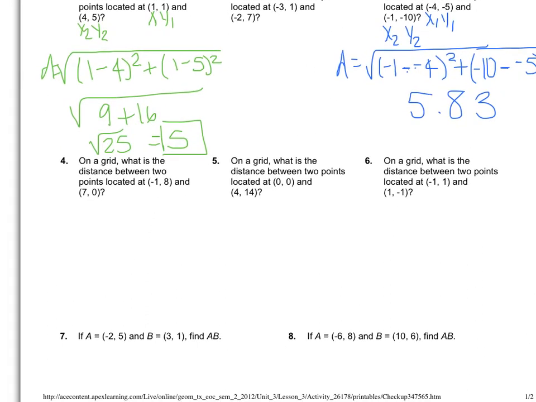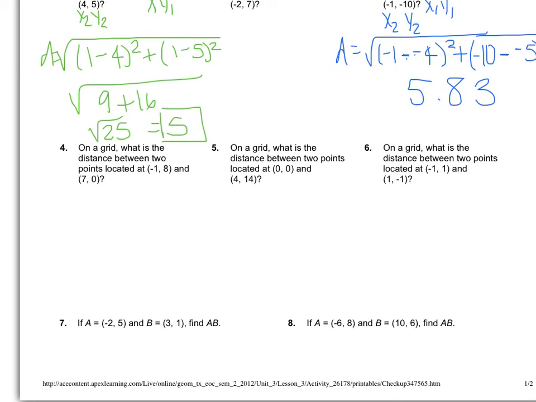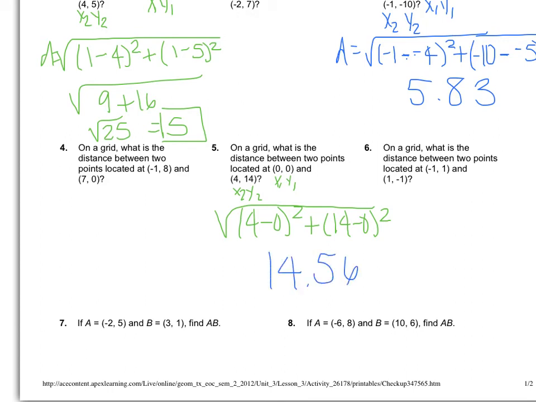Number 5. On a grid, what is the distance between 2 points located at 0, 0, and 4, 14? So I have x1, y1, and x2, y2. So my distance is the square root of 4 minus 0 squared plus 14 minus 0 squared. And again, your best bet's probably just to plug in the calculator. And typing all of that in is going to result in an answer of 14.56.